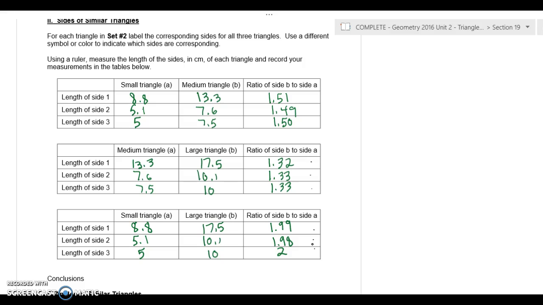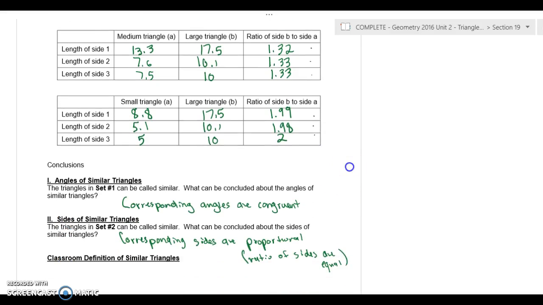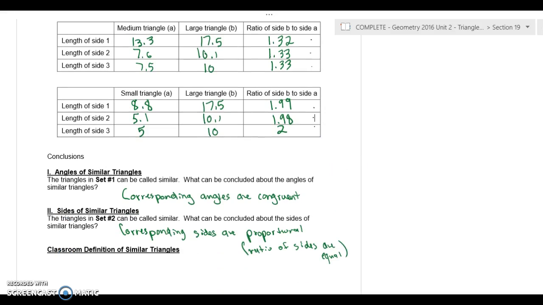And the medium triangle to the large triangle is 1.33 times the size. And for the small, you take the small sides, you double them, and you get the large triangle. So our conclusions here are that in set 1, we call these triangles similar because they were the same shape, different size. We can conclude that the angles of the similar triangles, the corresponding angles, are congruent. Every single corresponding angle matched up with another one in the other triangle.